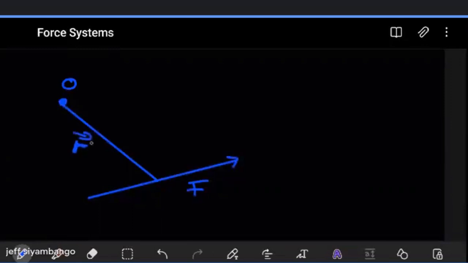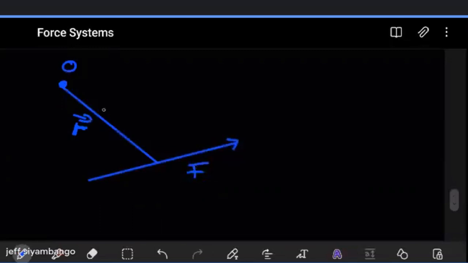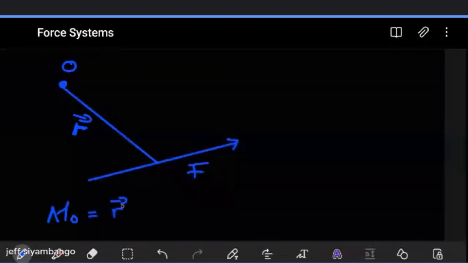So to get the moment of the force F about the point O, we just say the moment of the force F about O will be equal to the cross product of the displacement vector running from O to anywhere along F, cross the force F. This is the first part. This is what we did in the first part.